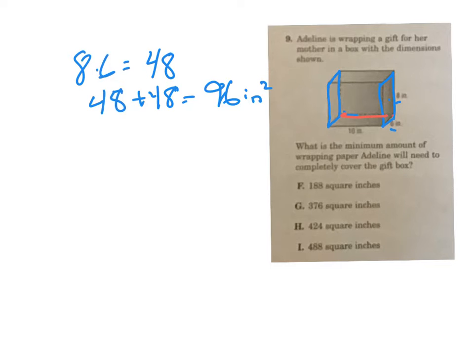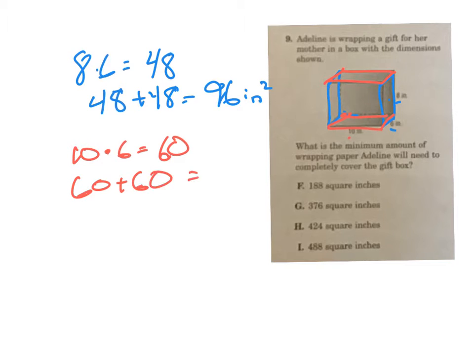So I'll go this. And then when I find that one out, I know I have this top one too after I times it by 2. So it's a 10 by 6. 10 times 6 equals 60. And then 60 for the bottom plus 60 for the top is 120 inches squared.